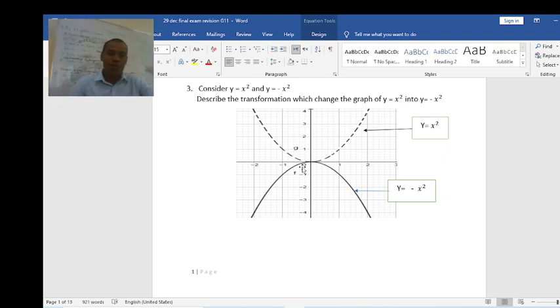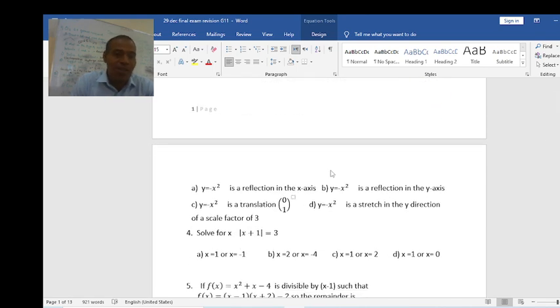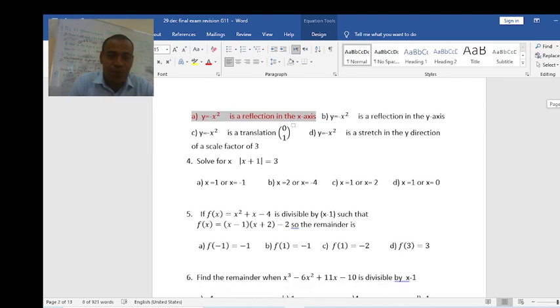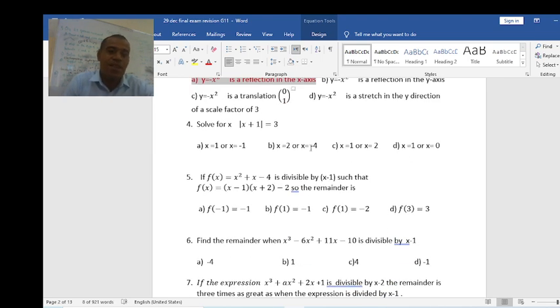So we continue. We told f of x is equal to minus f of x, so it's a reflection in the x-axis. This is the correct answer. Clear?